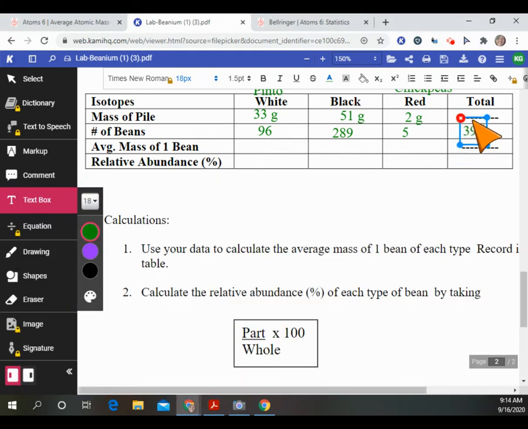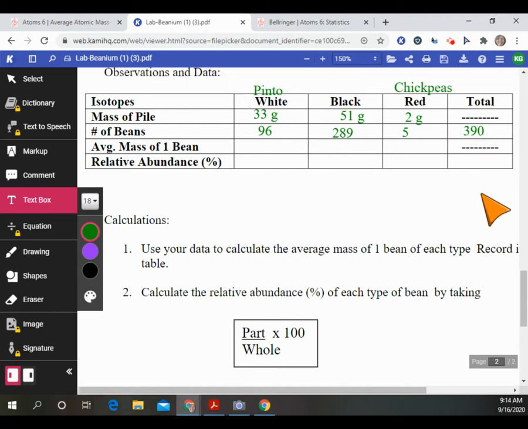96 plus what? 289? Yep. Plus 5. Plus 5. Yeah, that's right. Well, it didn't help people shouting out numbers, but that's all right. We're appreciative of our volunteers.